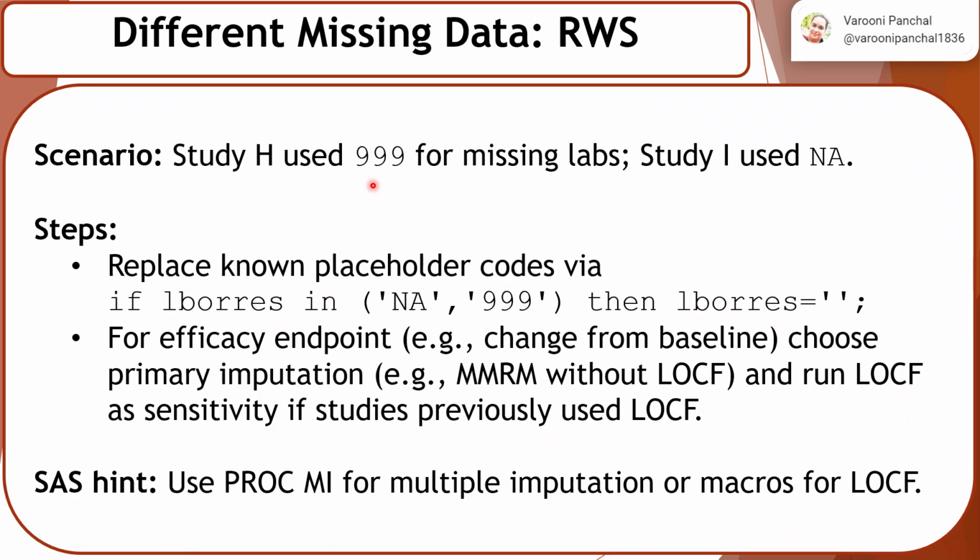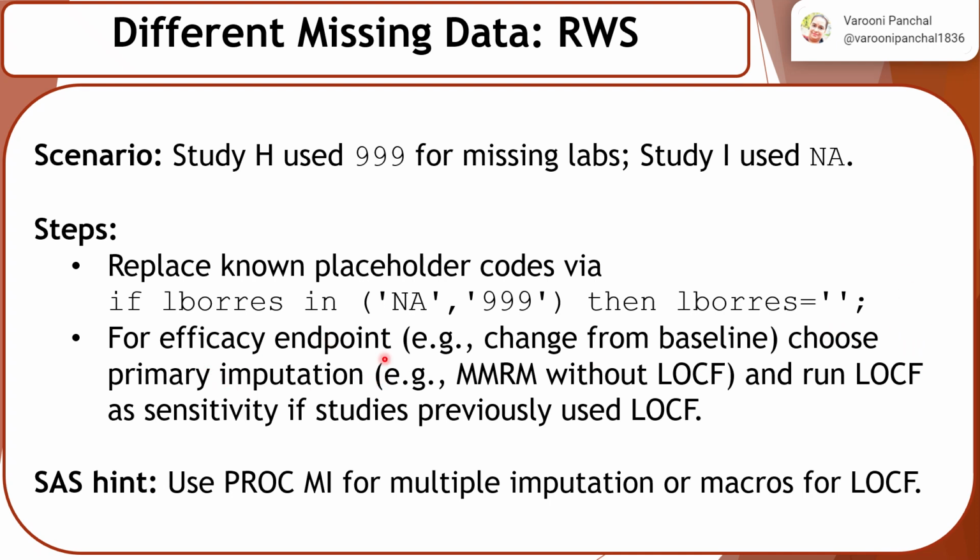Scenario: study H used triple dash for missing labs and study I used NA. So you need to replace the placeholder codes. For example, if the lab original result value is NA or triple dash, then replace it by missing. Whenever you get the data, especially from local or central vendors, they will give you the lab values as a character string variable. They will not give it to you in numeric. So if they have presented NA or triple dash, then you need to replace it by blank.